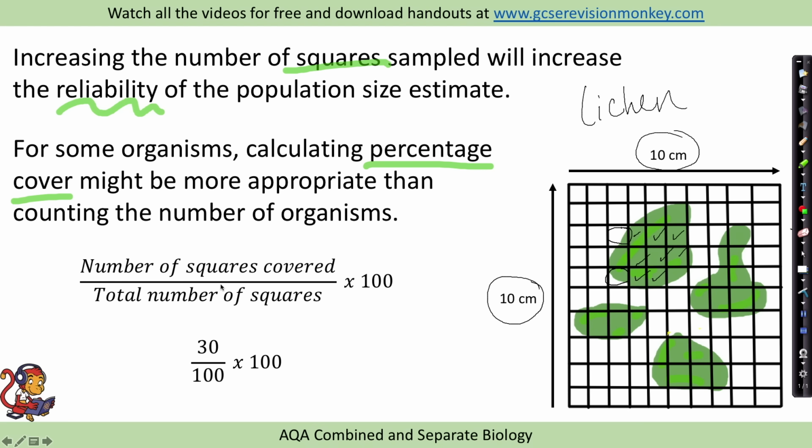the lichen. So when we've got this, we use the equation: the number of squares covered divided by the total number of squares times 100, and this will give us our percentage cover. So if I've estimated that 30 squares in total are covered by the lichen, there are 100 squares on the grid, so 30 divided by 100 times 100 will give us an answer of 30% coverage.